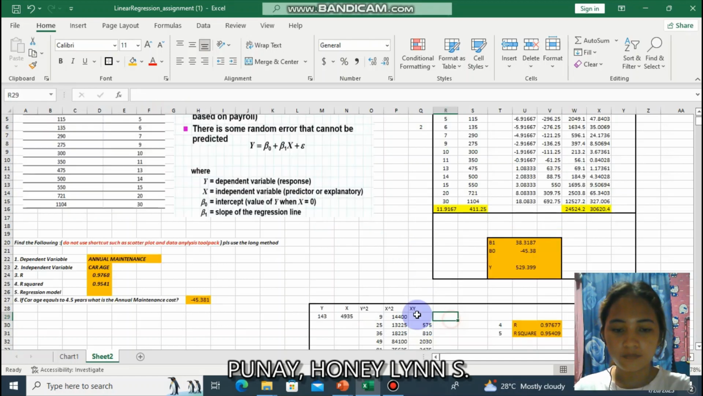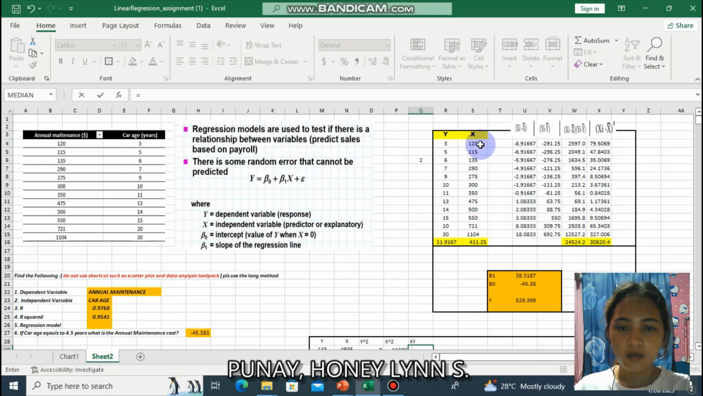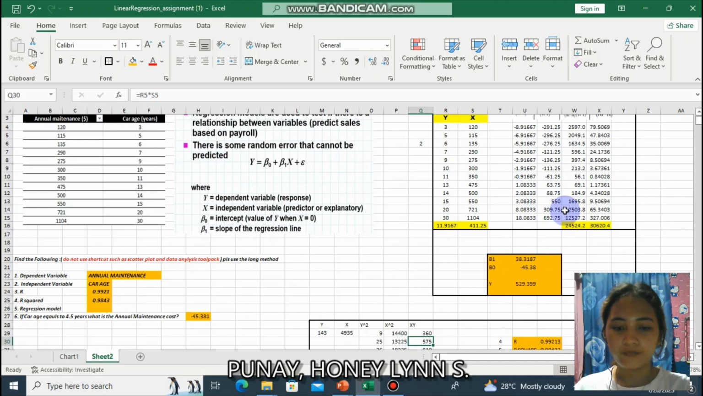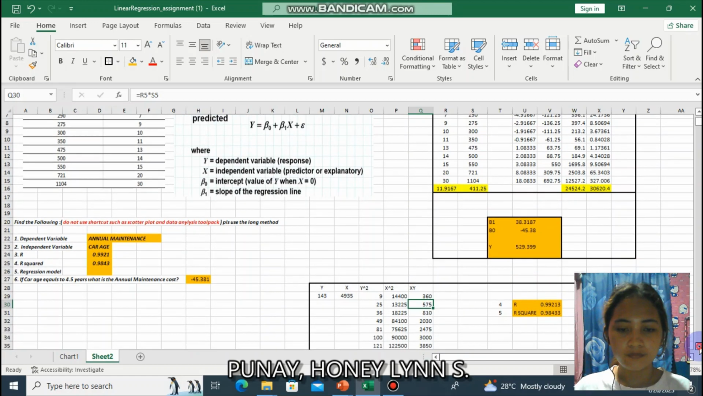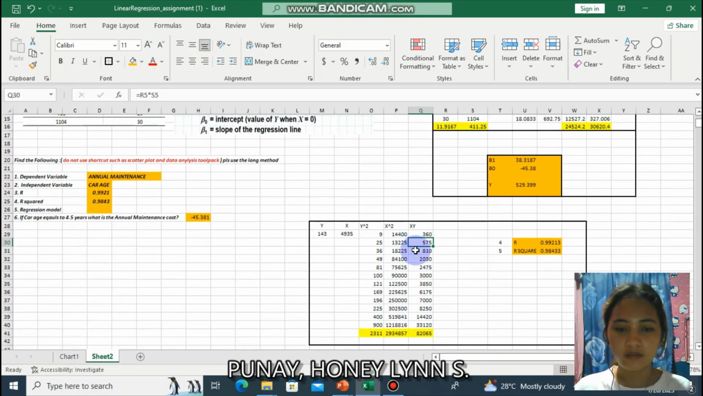For xy, equals x times y, then enter. That's it. Then at the end, again get the summation, which is equals sum, then all the values, then enter. Now we are ready to find the value of r.